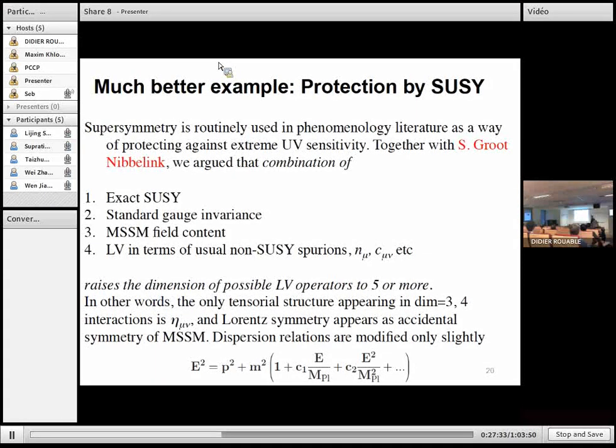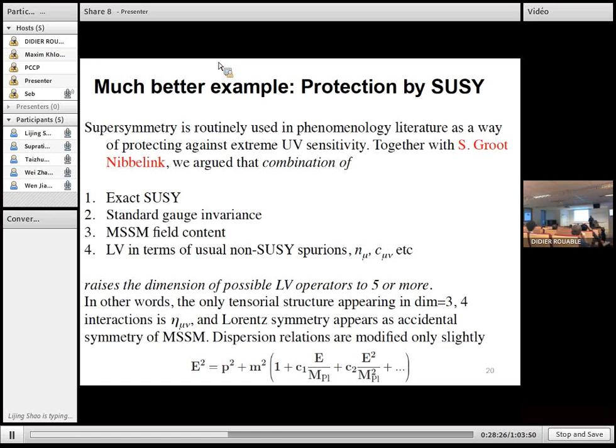The much better example is the protection by supersymmetry. Suppose your Lorentz violation comes together with supersymmetry. That may sound strange. Let me explain what I mean here. I assume exact supersymmetry: you forget about Lorentz violation, take the standard model, supersymmetrize it, get the beloved MSSM, and insist on standard gauge invariance, have MSSM field content, and then slap on top of this the Lorentz violating spurions that I've showed you earlier.